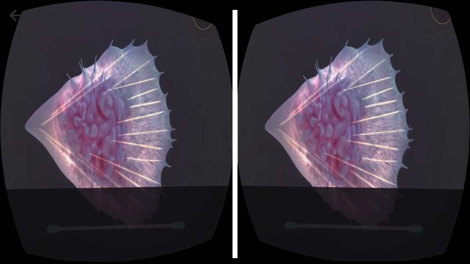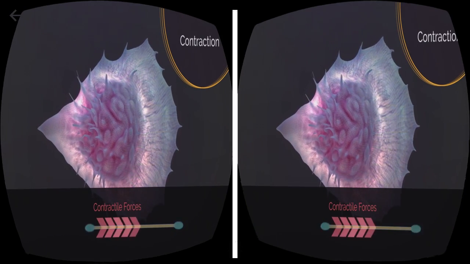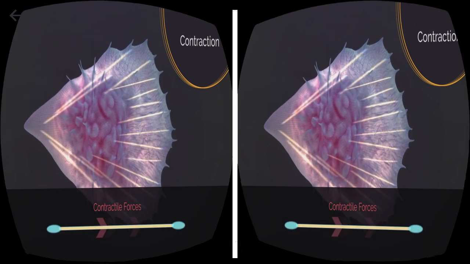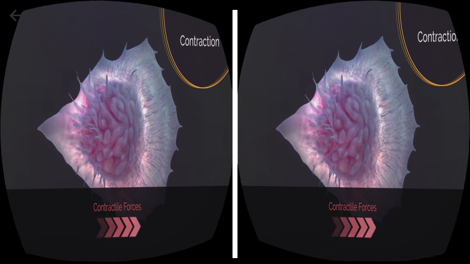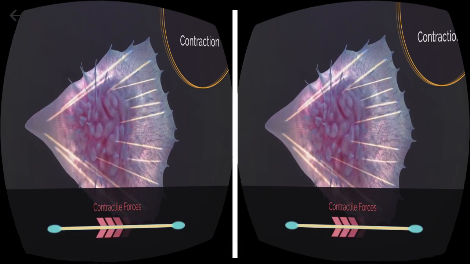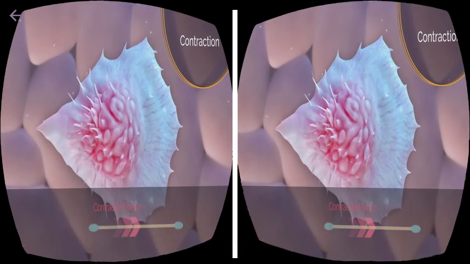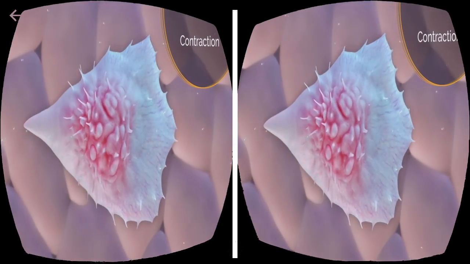The cell is pulled forward, mainly by contractile forces generated by myosin acting on the actin filaments. As the contractile fibers contract, the rear of the cell comes forward.